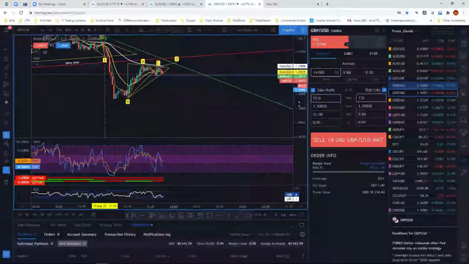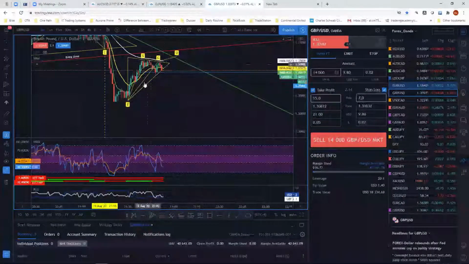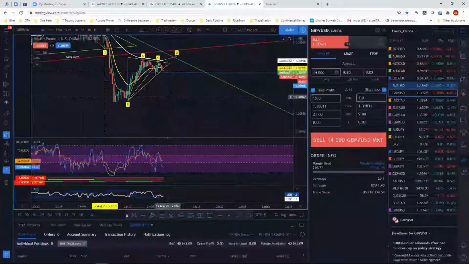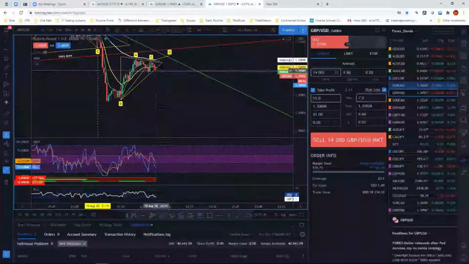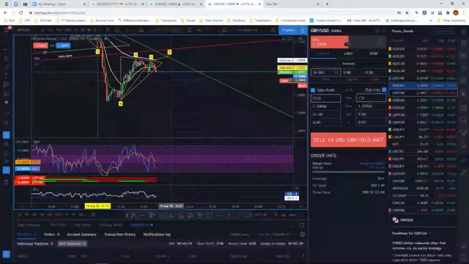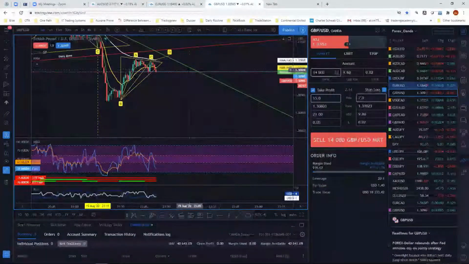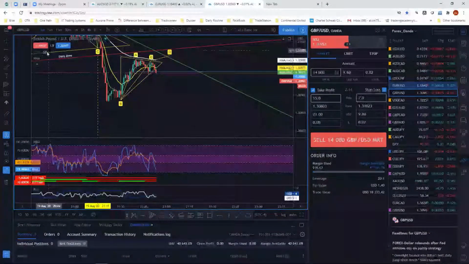And so that way, like I said, we're only going for 5 to 7 pips. And we have about a 13 pip move coming down to this point. We're getting the break below this wedge. We're getting the break below this blue line. See where our Fibonacci lines are.